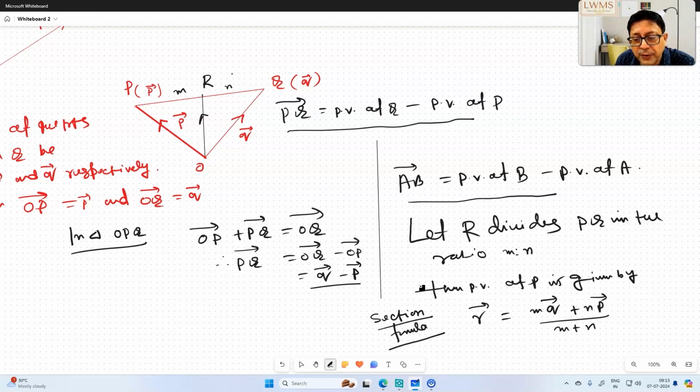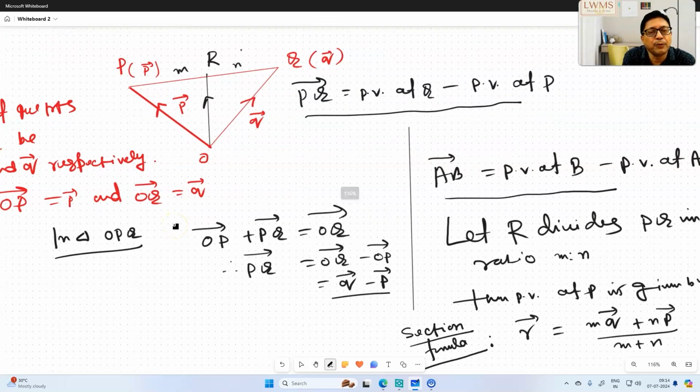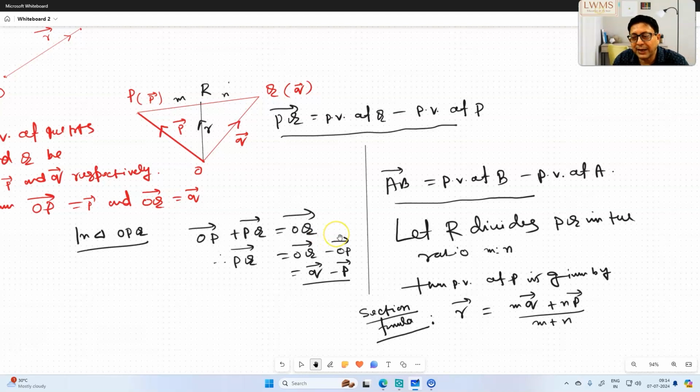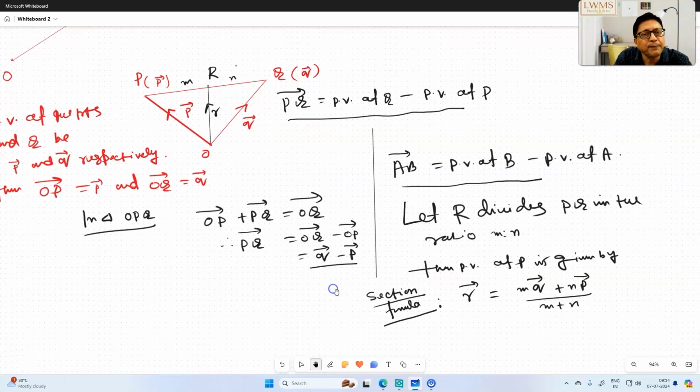So what is the section formula? If a point R divides the join of P and Q in the ratio m is to n, then the position vector of that point which divides it in the ratio m is to n is given by this, that is, m q plus n p by m plus n. It can be proved also. Let me show you the proof, a quick method.